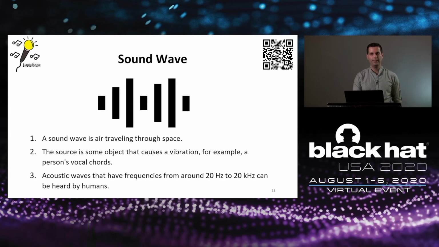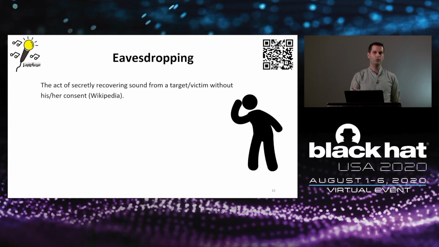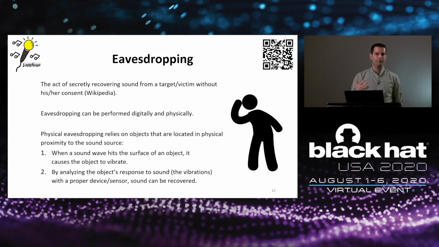Now, this leads us to discuss eavesdropping. According to Wikipedia, eavesdropping is the act of secretly recovering sound from a target or a victim without his consent. And eavesdropping comes in various forms. Eavesdropping can be performed digitally and physically, and in this talk we discuss physical eavesdropping. Physical eavesdropping relies on objects that are located in physical proximity to the sound source. When a sound wave hits the surface of an object, it causes the object to vibrate, and by analyzing the object's response to sound, basically the vibrations, with a proper sensor, sound can be recovered.